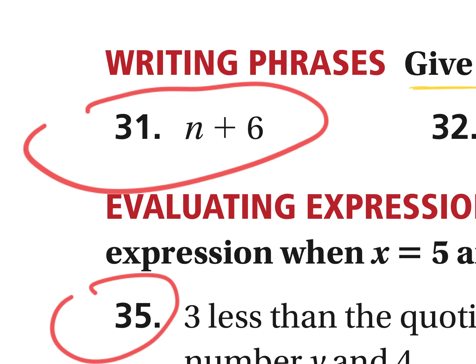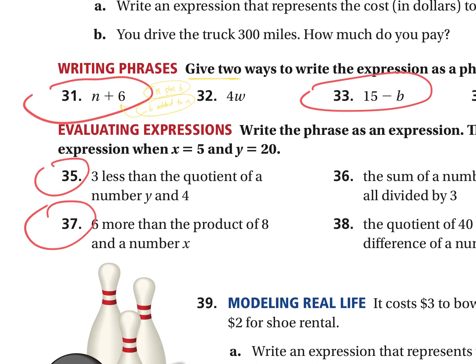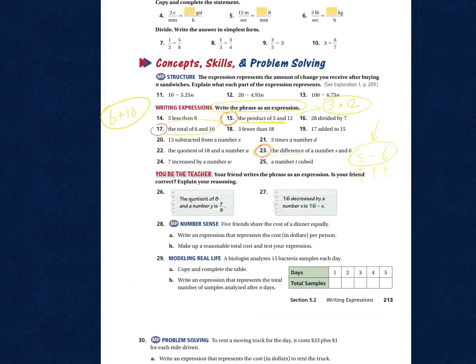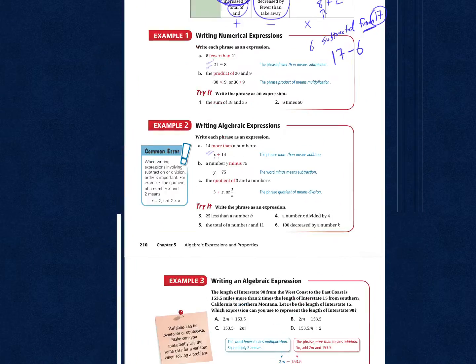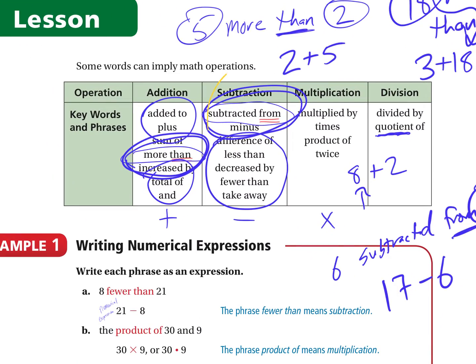Okay, so what my answers would be: n plus 6, that would be one phrase, and the other one would be 6 added to n. These are both phrases that represent that expression there. And then for number 3, if you can't come up with something, just look back up at this table to get some ideas on any of the phrases that you can use. So for subtraction, I could use any of these in this column here.